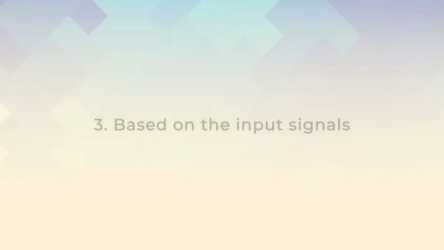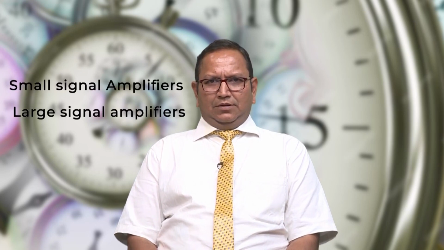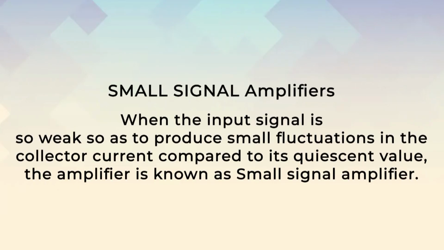Third one is amplifier classification based on the input signal. Depending upon the magnitude of the input signal applied, they can be categorized as small signal and large signal amplifiers. A small signal amplifier is one in which the input signal is so weak as to produce a small fluctuation in the collector current compared to its quiescent value. In a small signal amplifier, the main factors that are considered are amplification, linearity and gain.